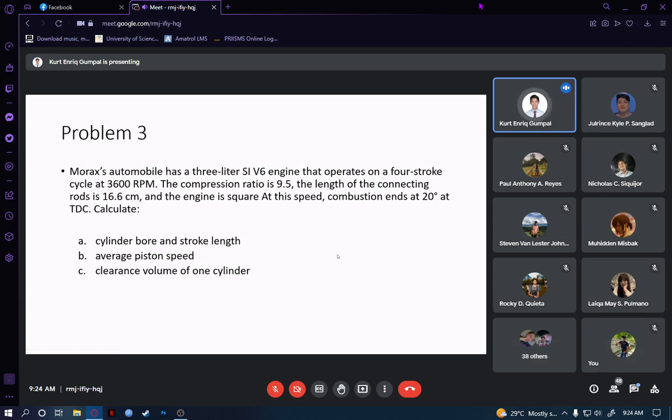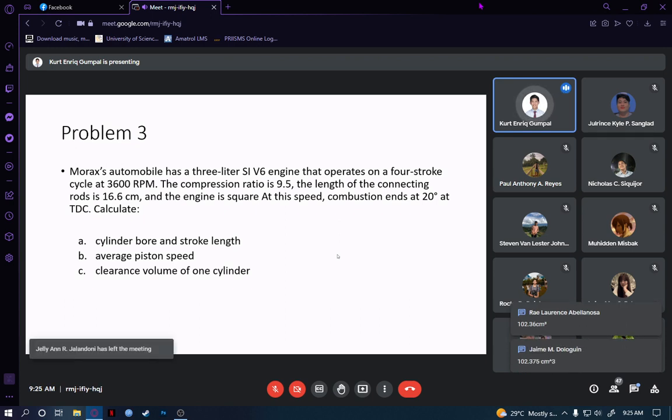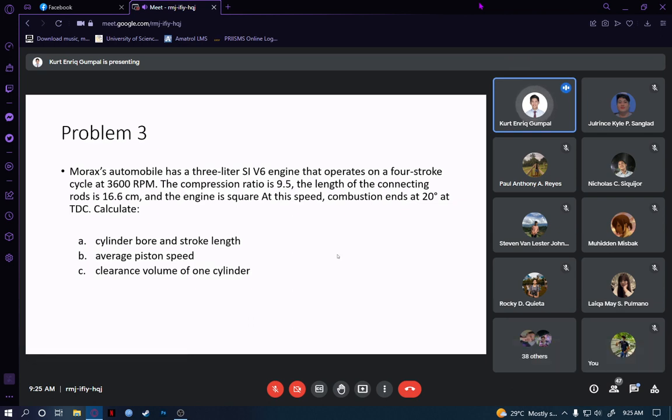Third problem. Your third problem is actually composed of 2 parts. But for the sake of simplicity, since our discussion is still basic, I'm only going to discuss and solve the first part. The second part will be after your midterms. Let's revisit Morax.